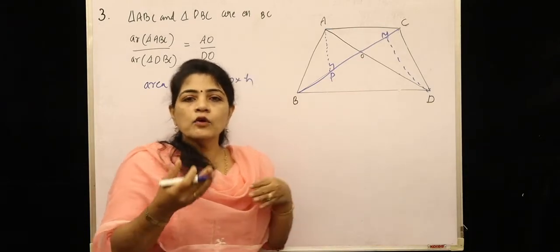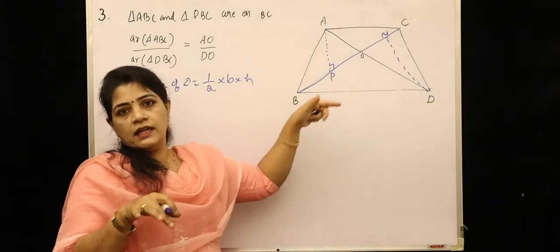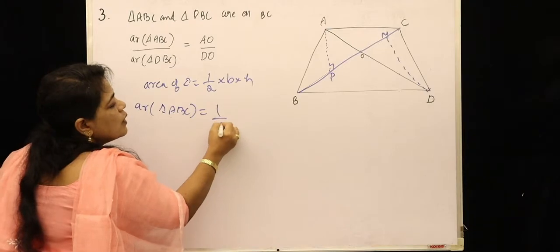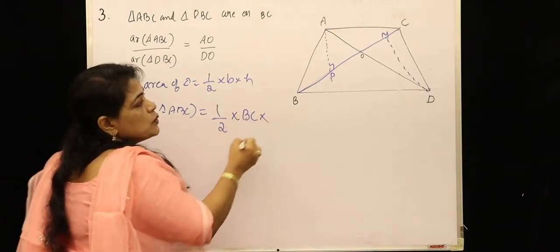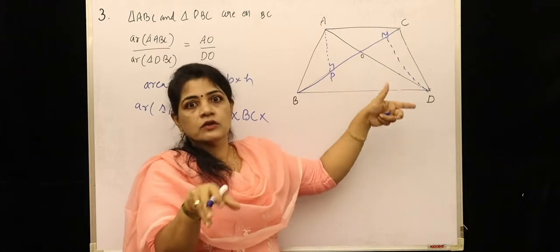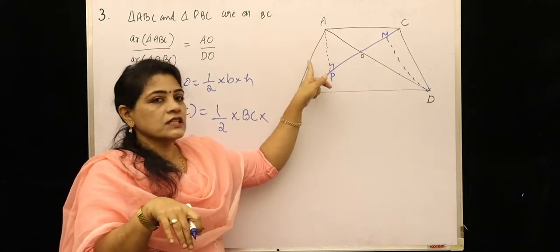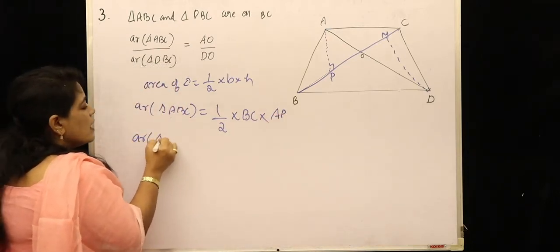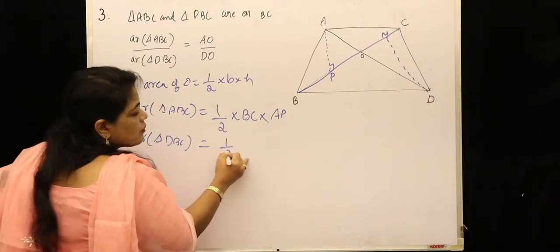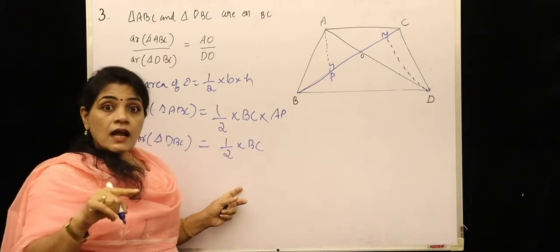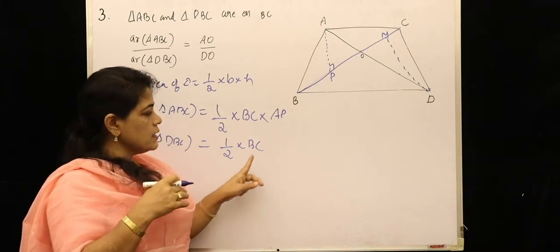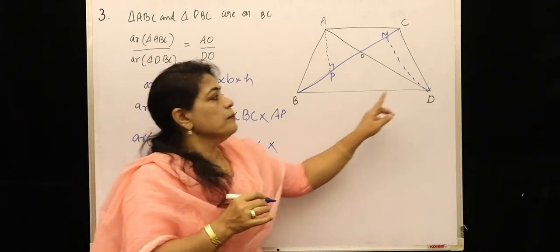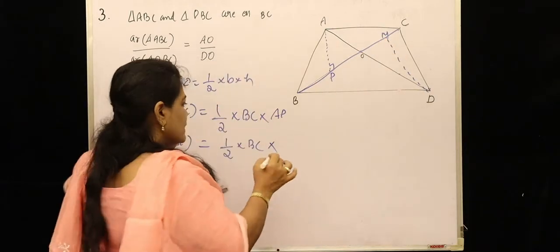Okay, so I am going to apply this formula in order to get the areas of these two triangles. So area of triangle ABC is equal to half into base into height. Both the triangles are on the same base BC, and height for the triangle ABC is AP. And area of triangle DBC equals, same formula I am going to apply, and the second triangle is also on the same base BC. So you can substitute BC as it is, and its height from D to BC is DM, the altitude DM.